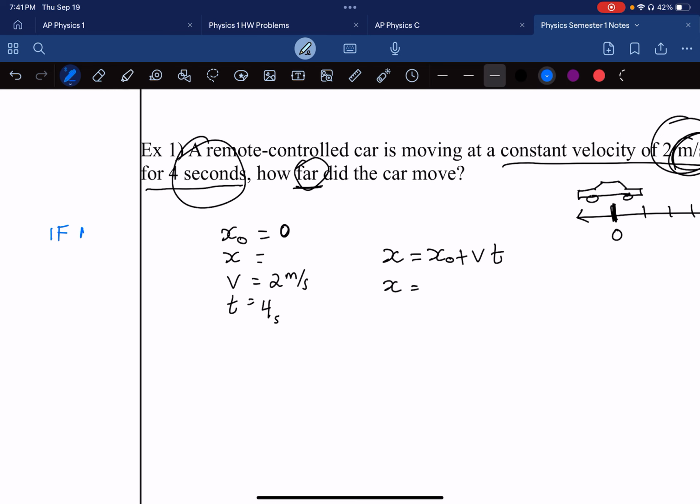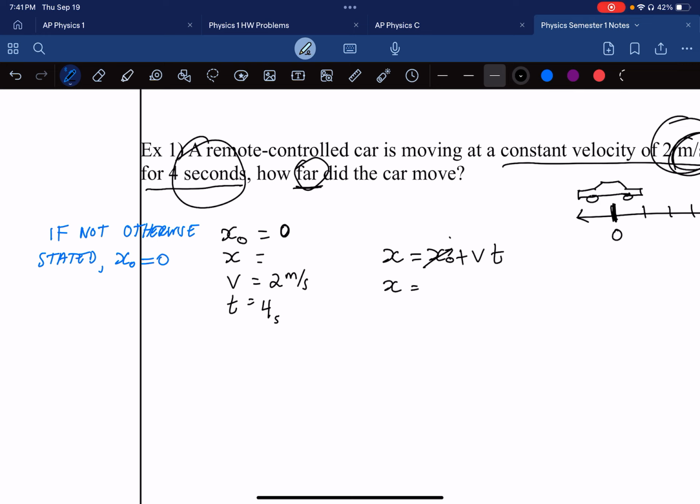If not otherwise stated, x naught is equal to 0. If I say the starting position is at 2, well, then you should put a 2 there. But if it's not stated, then you just make it 0. So I could put a 0 here to substitute that number, but I'm not going to do that.